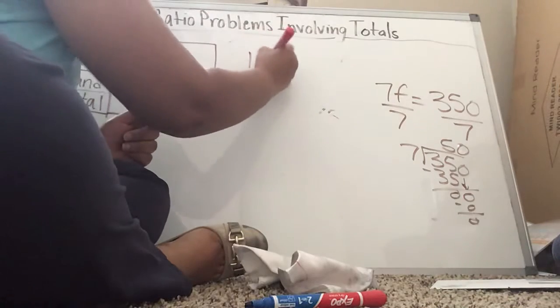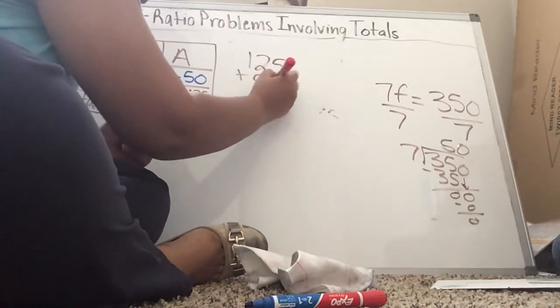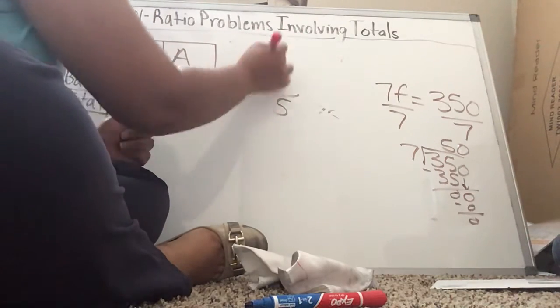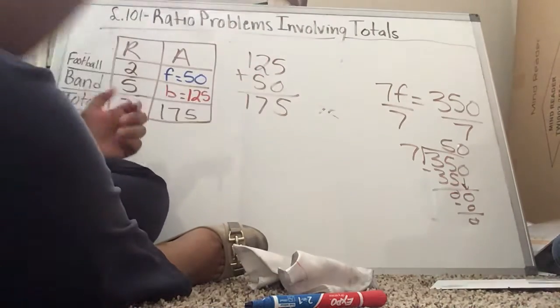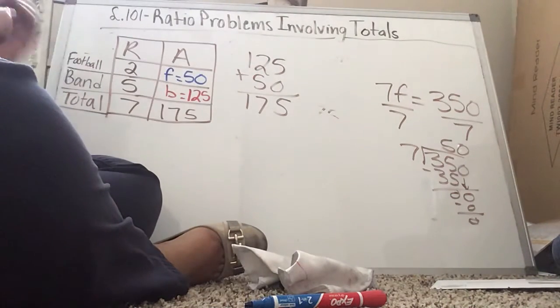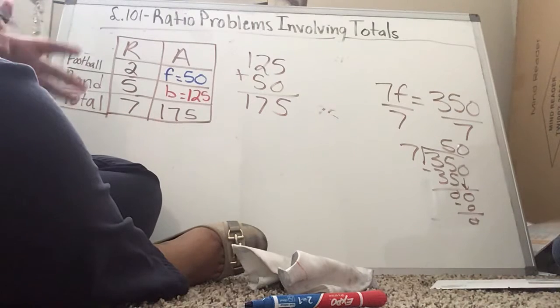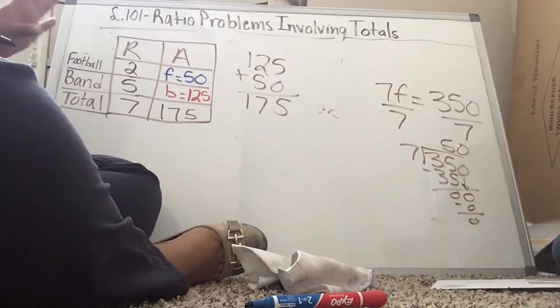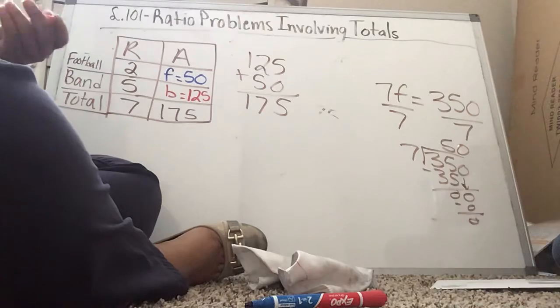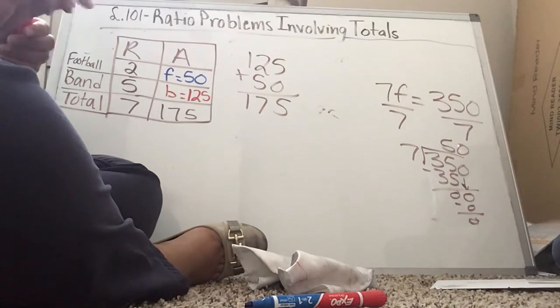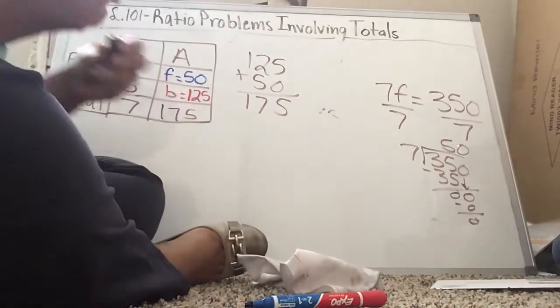So 125 plus 50, 5, 2 plus 5 is 7, 1, and there you go. You do get 175. Again, it only takes like 5 to 10 seconds to check your work, so just put in that extra time so that you have accurate answers.